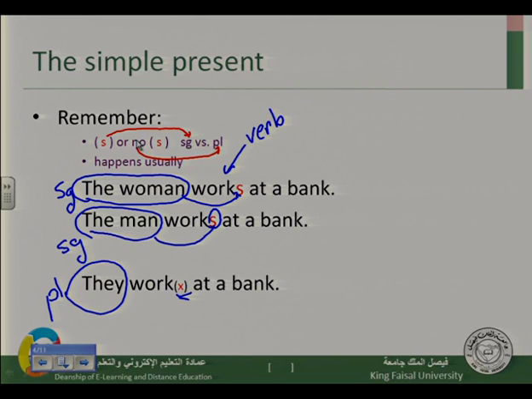So if you have a plural subject, meaning more than one, you don't use S. There is no S. If you have a singular subject, you use an S on the verb. So, therefore, you're going to have the woman works at a bank, the man works at a bank, and they, more than one, work at a bank. That's in relation to the simple present. I hope that was clear.